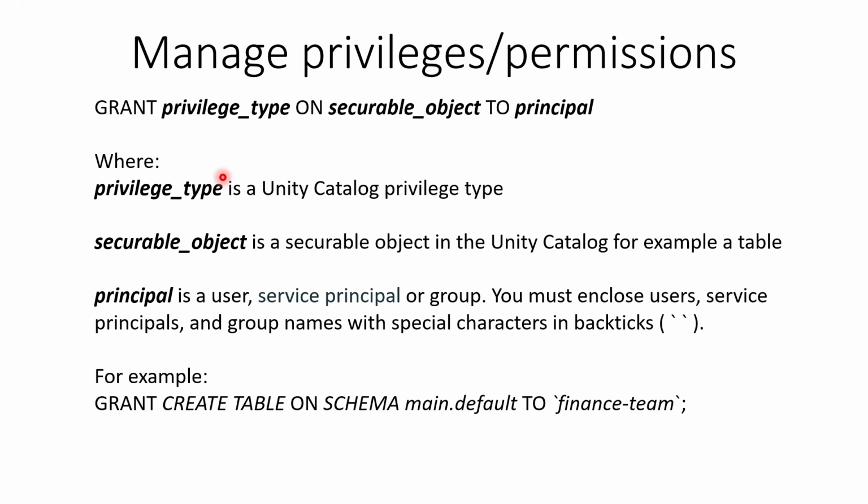To manage privileges in SQL, you can use grant or revoke statements in a notebook or in the Databricks SQL query editor, using the syntax: grant privilege type on securable object to principal, where privilege type is the Unity Catalog privilege type. Securable object is a securable object in the Unity Catalog, for example a table. Principal is a user, service principal represented by its application ID value, or group. You can enclose users, service principal and group names with special characters in backticks. For example, grant create table on schema default to finance team. Let us discuss privilege type, securable object and principal in detail.